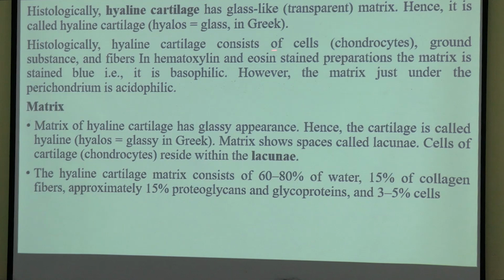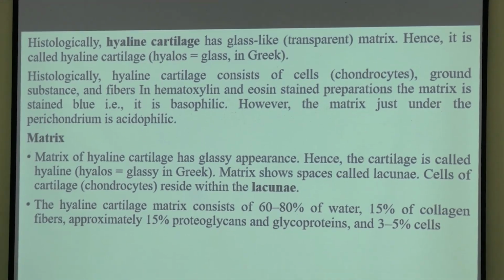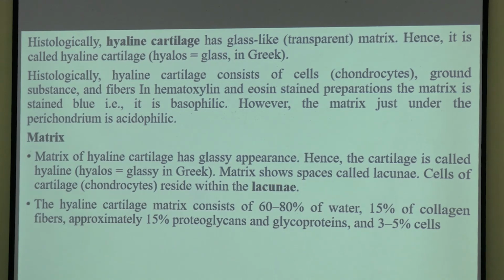Now histologically, it consists of cells, ground substance, and fibers. If you do the H&E stain, the matrix will appear blue, that is basophilic. However, the matrix just under the perichondrium can be acidophilic. This is the difference of the matrix. That means the color of the matrix in every part will not be the same. In the center part it is basophilic, and just near the perichondrium it will be acidophilic. Next, the matrix has a glassy appearance, as I said. Hence the cartilage is called hyaline cartilage.